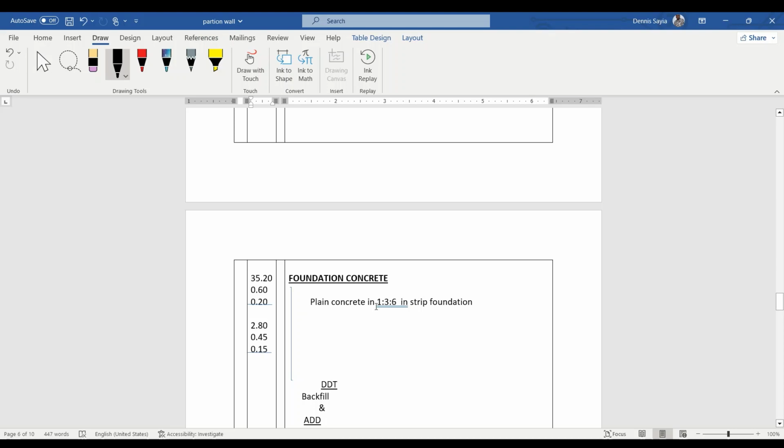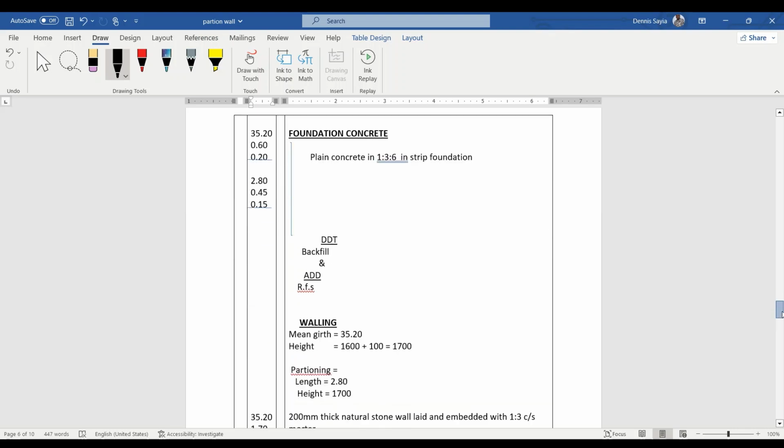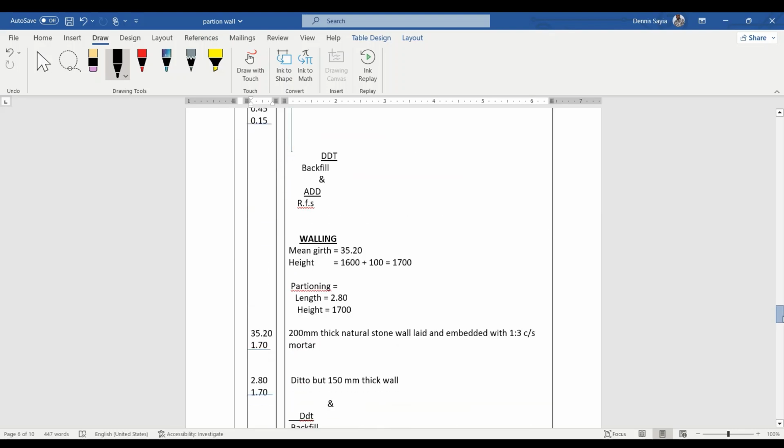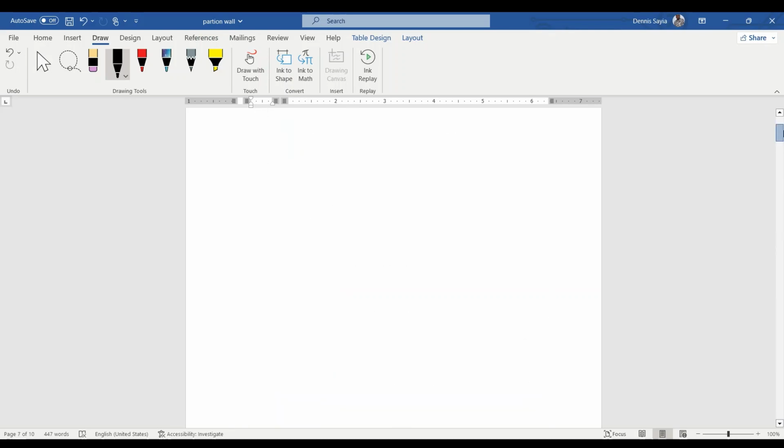So it's a plain concrete in 1:3:6 in strip foundation. We deduct backfill, and then whatever remains we remove from site. Now let's go to walling.